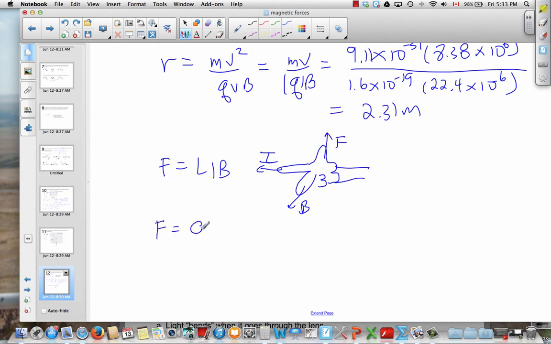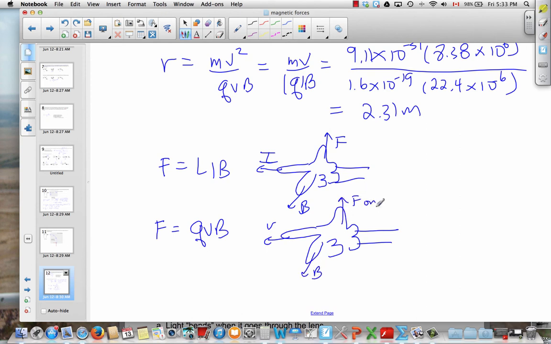Then we've got force on a charge is QVB. This would be the direction of velocity. This would be the direction of the magnetic field. This is a force on a positive. A negative would go the other way. And then lastly, we've got the idea that the magnetic force changes the direction, not the speed. It bends particles into a circular path.